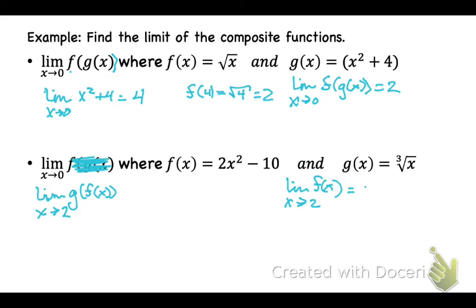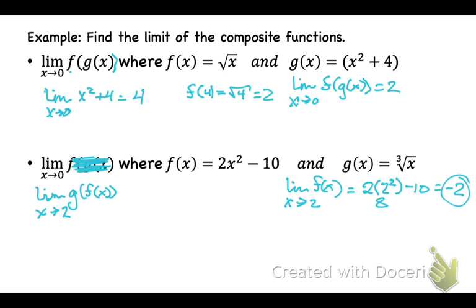is going to be 2. And then what do I plug in for the x? 2 squared minus 10. So 2 squared is 4, times 2 is 8. 8 minus 10 is negative 2. And all I do is plug that into g. Oh, wait. It can't be negative 2.